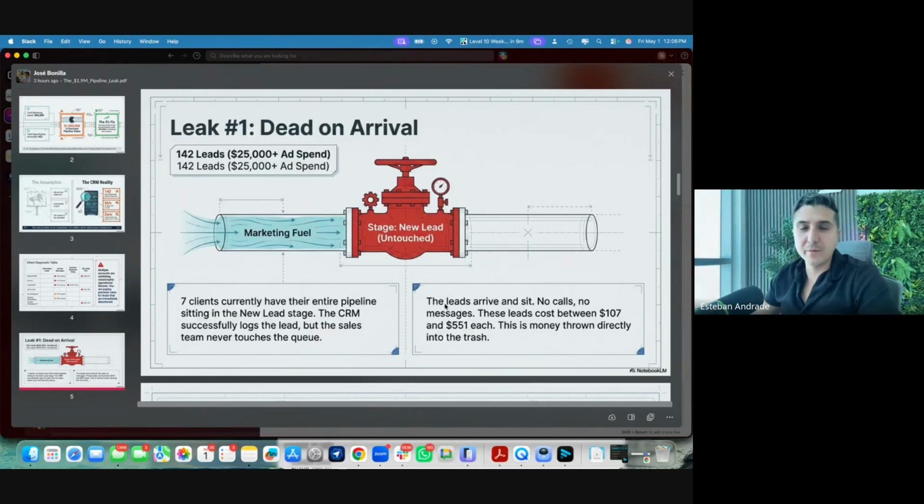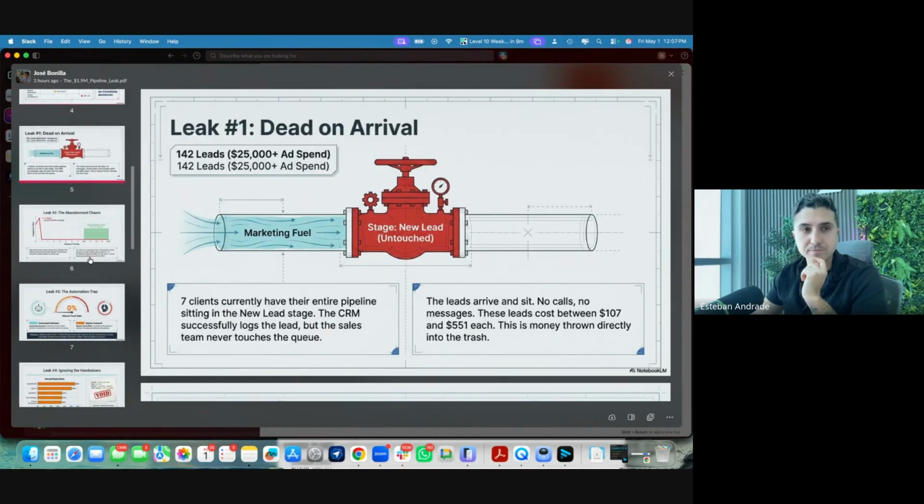So the problem is the leads arrive and they sit, so there are no calls or messages either immediately or for a long time, right? Or someone replies and then we don't reply back or get them on the phone as much as possible. And this can cost about $107 to $551 each, which is kind of money thrown directly into the trash, right?